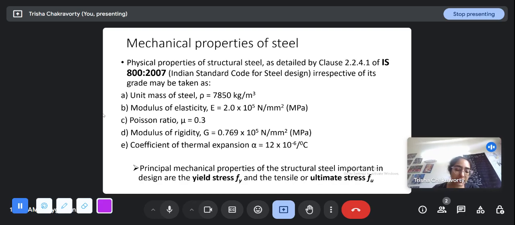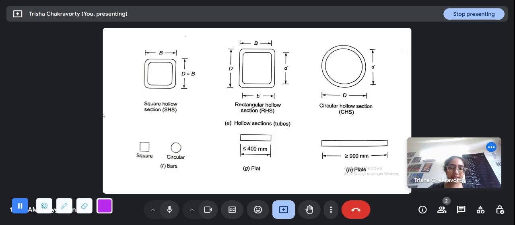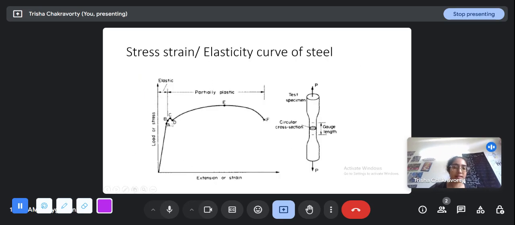These two properties can both be obtained by performing a tensile test on a steel specimen. For example, I have a steel material and I want to find out the Fy and Fu. So I'll take a cylindrical specimen and perform a tensile test on that. From that, we will get the stress strain curve. This one. This is a cylindrical specimen.